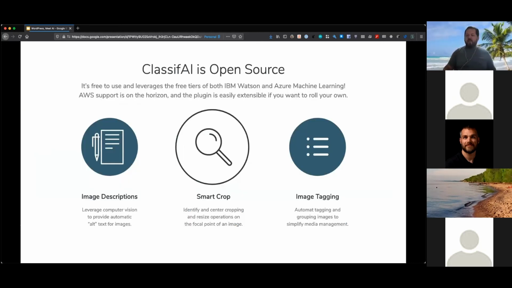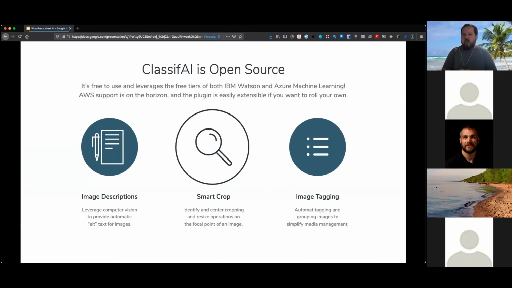Now, again, I mentioned Classify is an open source plugin. It's produced by 10up, which is an agency that operates in the WordPress space. There are some fantastic engineers over there, and they put a lot of work into this plugin. And the text generation and the text filtering is not the only thing this plugin is capable of.